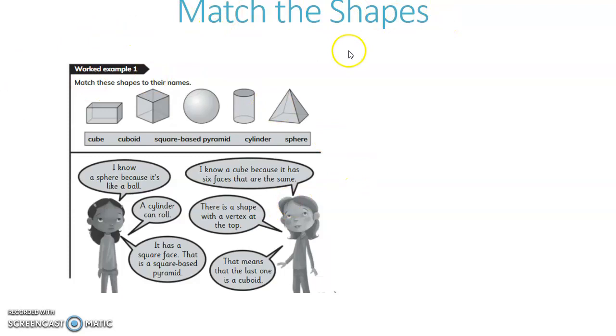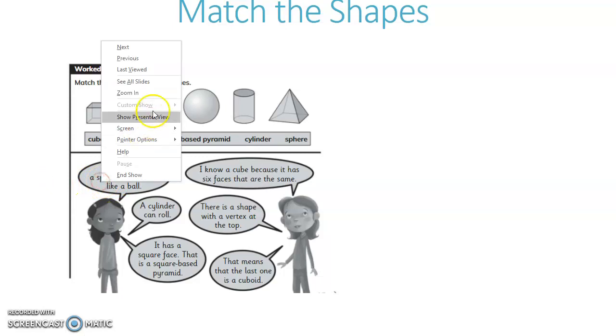So match the shapes, match these shapes to their names. Here are a few shapes given, here are their names given, we have to match them. I know a sphere because it's like a ball. So a sphere looks like a ball.